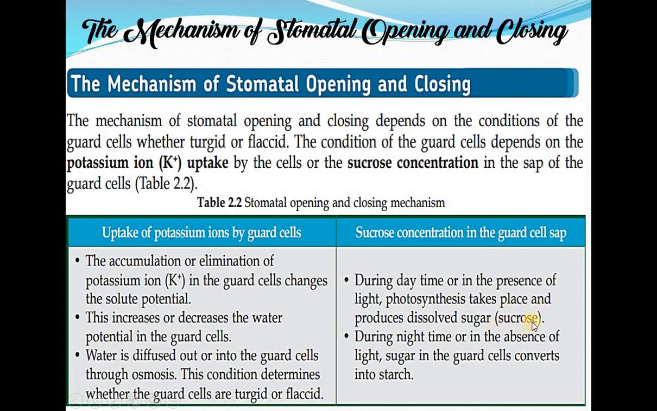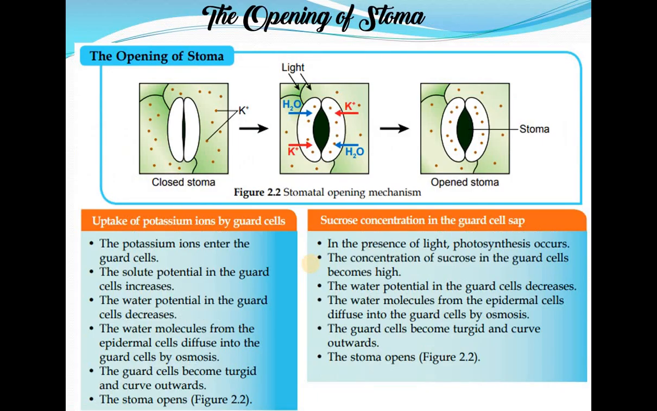By condensation process, when glucose combines with glucose. During night time, or in the absence of light, sugar in the guard cells converts into starch. So these two factors will determine whether the guard cell is turgid or flaccid. Now we are going to continue with the opening.